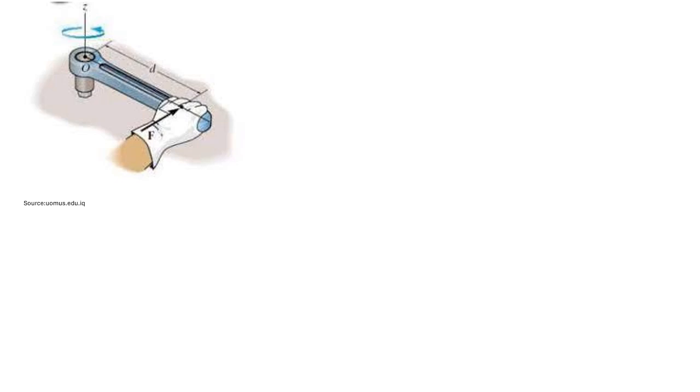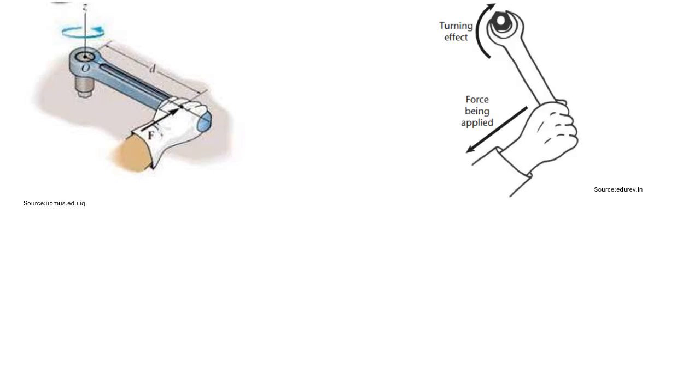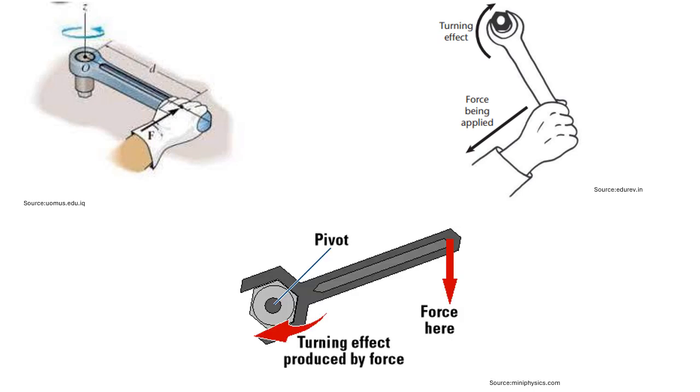Here you can see that a person is trying to rotate a nut using a wrench, or you can call it as a spanner. So when you look at it in a 2D view, this is what is happening. The person is applying a force at one end of the spanner, and he is trying to rotate the nut. So this is a simplified diagram where you can see the force applied and the point of rotation.